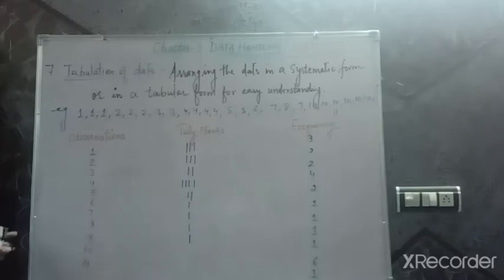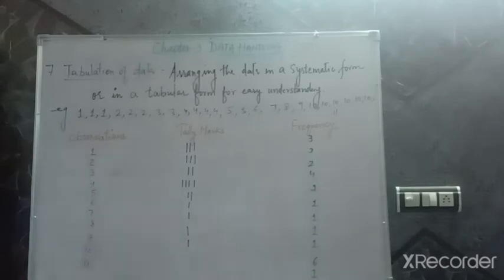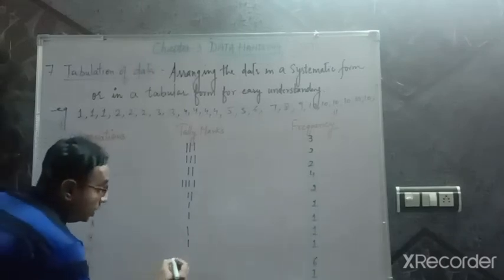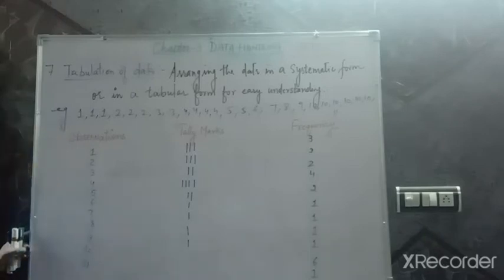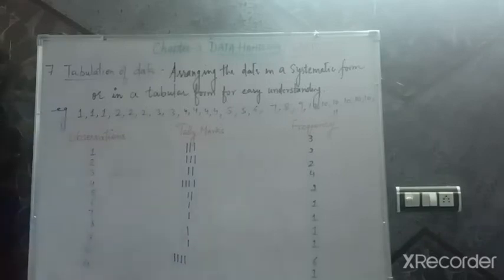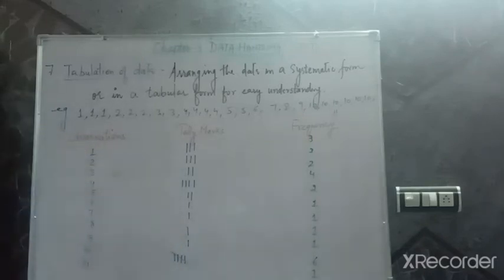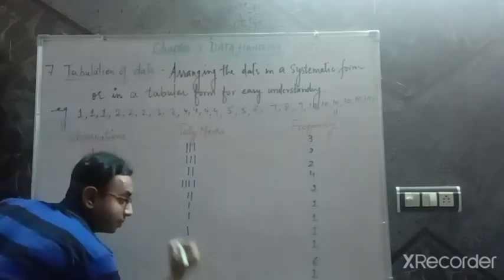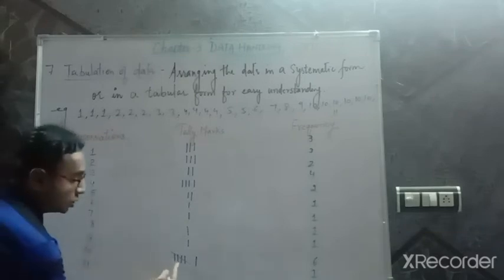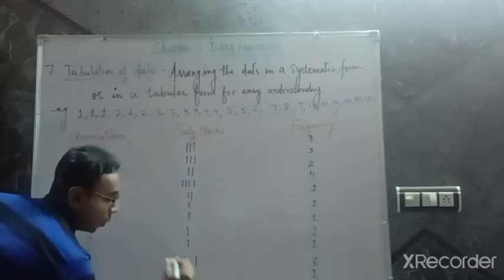But for 10, the frequency is 6. So how to represent that is very important. Each tally mark group is a set of 5 bars. So 1, 2, 3, 4, and the fifth one will cut the 4 bars diagonally. This is the way we represent it. So that is 5, and the next set will start from 1 again. So how many? 1, 2, 3, 4, 5 and 6. Clear? Last, 11 is again 1 bar.